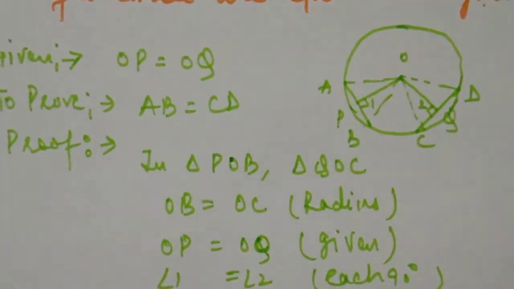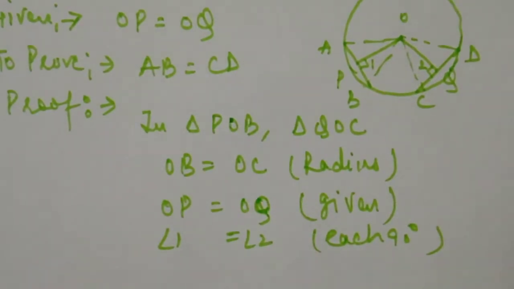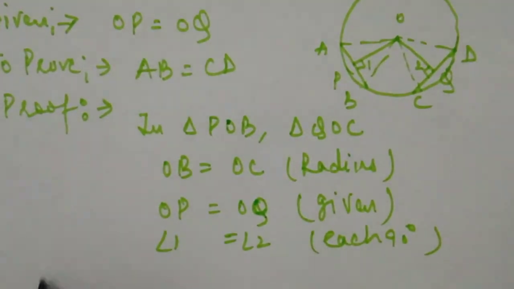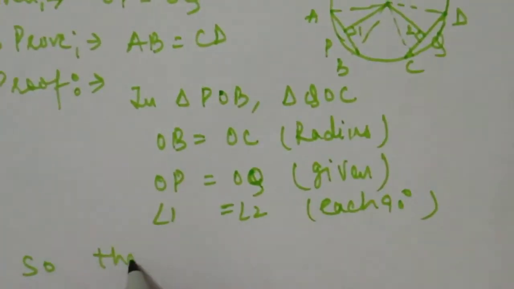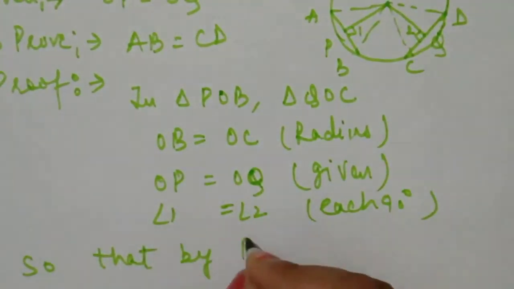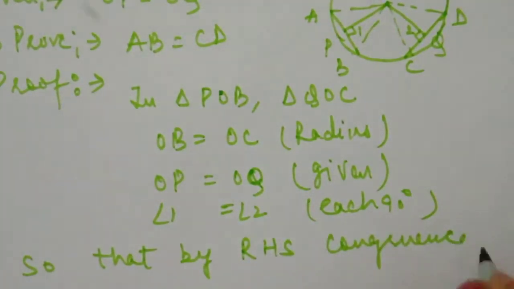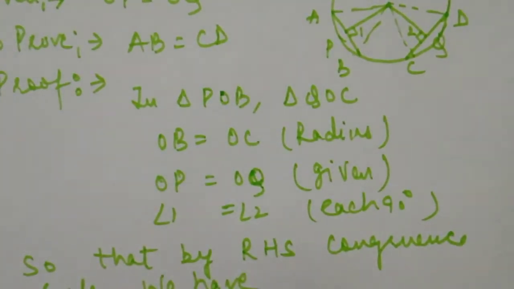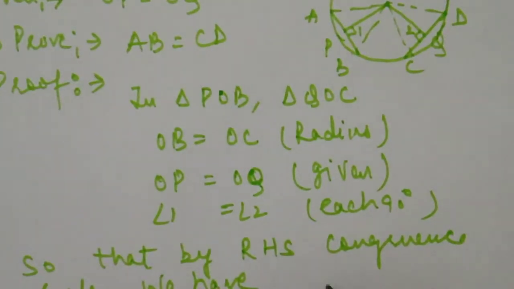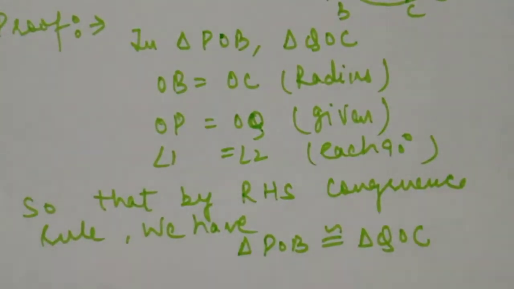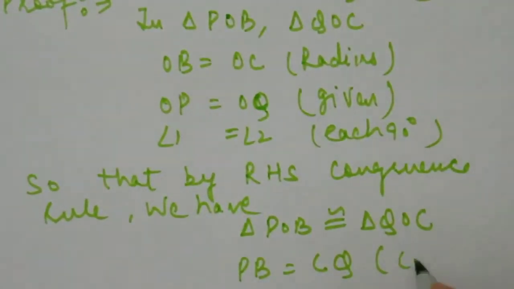So students, which congruence rule is applying here? Think. So that by RHS congruence rule, we have triangle POB is congruent to triangle QOC. These two triangles are congruent. If these two triangles are congruent, then we can say that BP is equal to CQ. BP is equal to CQ by CPCT.